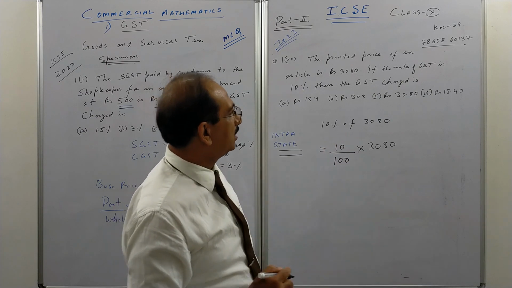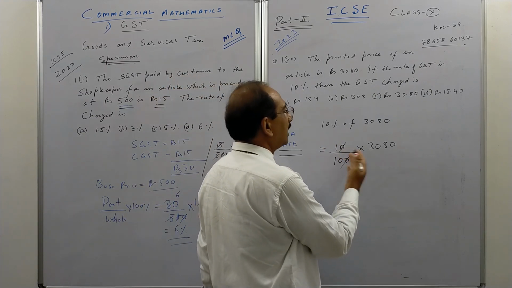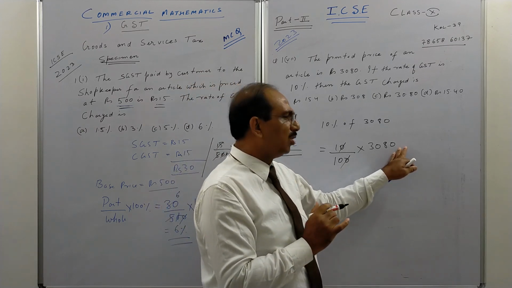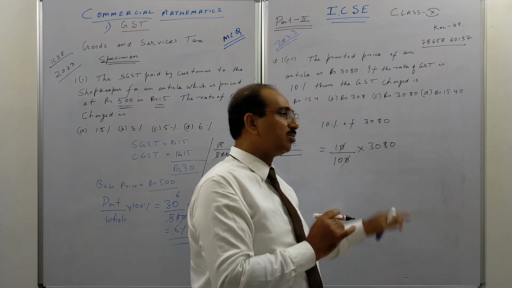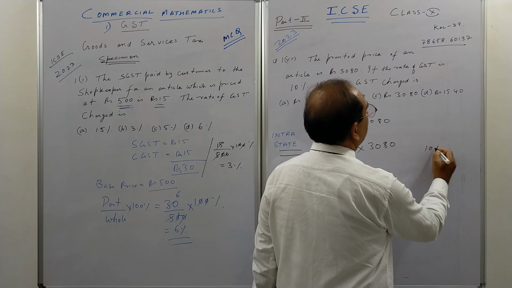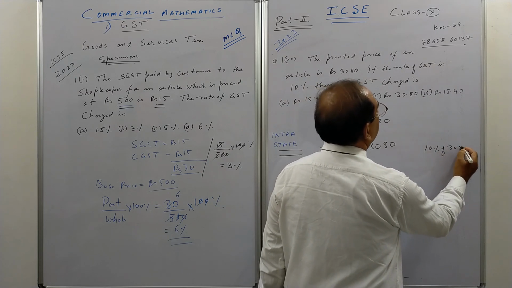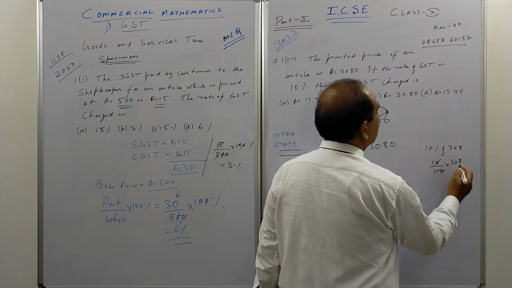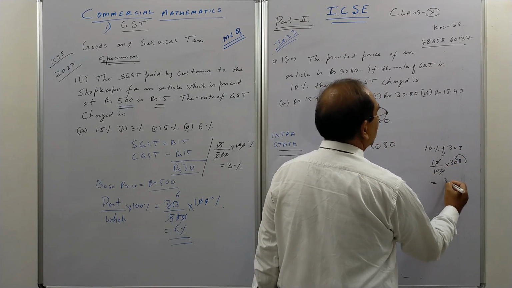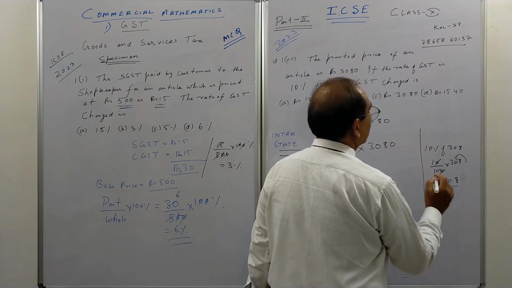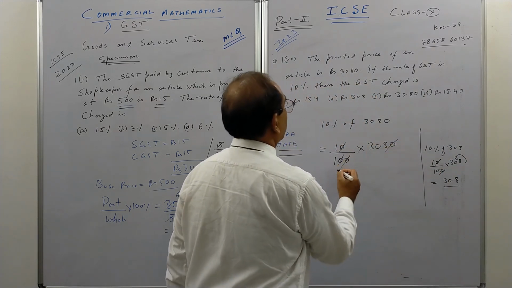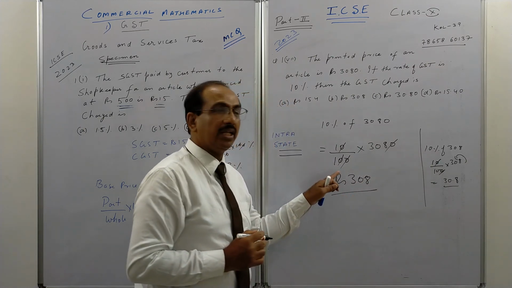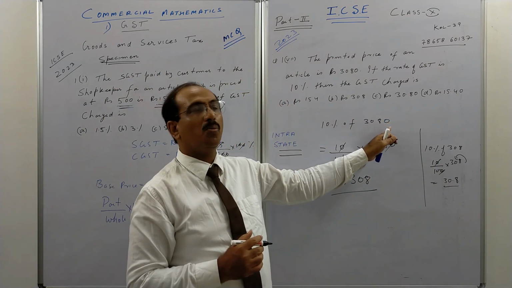So 10% of 3080, what happens? The 0 cancels, it means 1/10. Remember, 10% of anything means the 0 goes. If there is no 0, then the decimal place is shifted by one. Suppose you find 10% of 308. You'll say, sir, there is no 0 here. So what will happen? One decimal will come here. But here a 0 is there, it will cancel. The answer is 308.